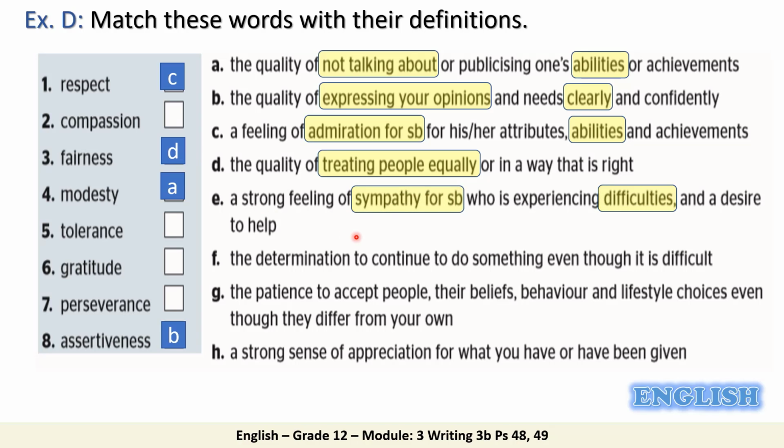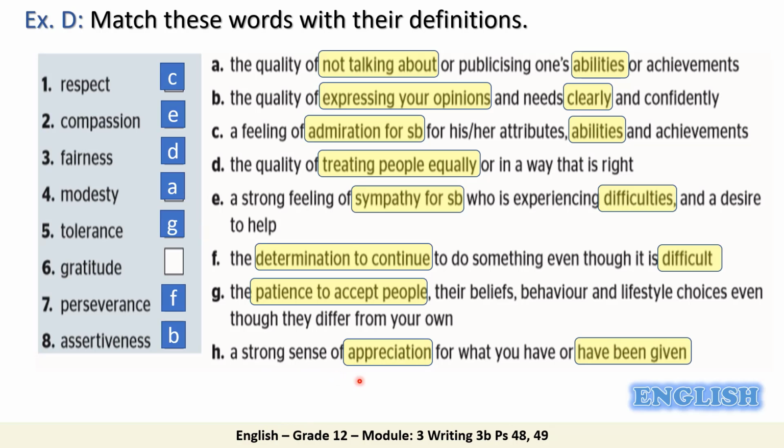Next, the feeling of sympathy for somebody who is experiencing difficulties. What's your answer? Right, this is compassion, and you are compassionate. Determination to continue, okay, to do something even though it is difficult. This is called, right, perseverance, and you are persevering. The patience to accept people, to accept their beliefs, behavior, etc. This is called exactly tolerance, and you are tolerant. The last one, a strong sense of appreciation for what you have or what you have been given. This is called gratitude, and you are grateful. That's very good.